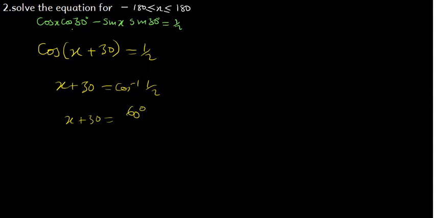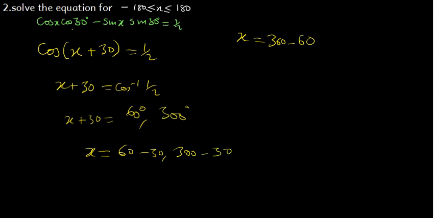Now, because cos is positive also in the last quadrant, and in the last quadrant, how do we find the values? It is 360 minus the angle that you found, that is 300. Now, we want to remain with x. So we're going to take the 30 to the other side. So 60 becomes minus 30, and 300 also becomes minus 30. So our x is going to be 60 minus 30, which will be 30 degrees. And then 300 minus 30. That is going to give us 270 degrees.